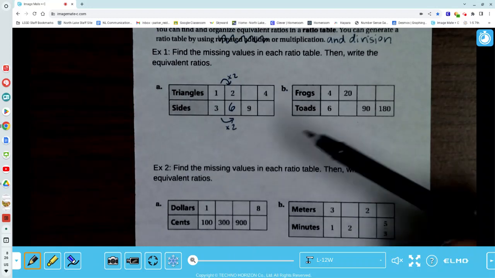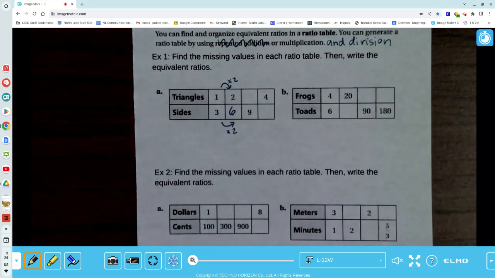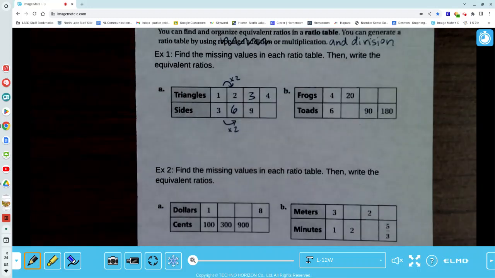Now in the next column, I have not the number of triangles, but the number of sides. I know there are 9 sides. Does anybody know how many triangles are going to correspond to 9 sides? How many triangles should go above that? Farhan? 3. We can figure that out because we know that every triangle has 3 sides, okay?